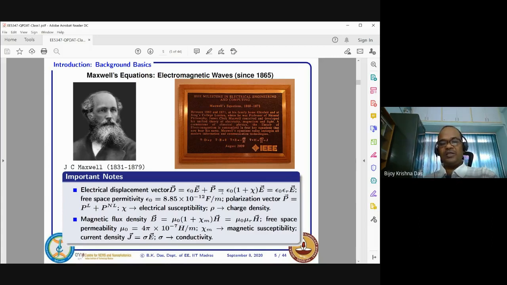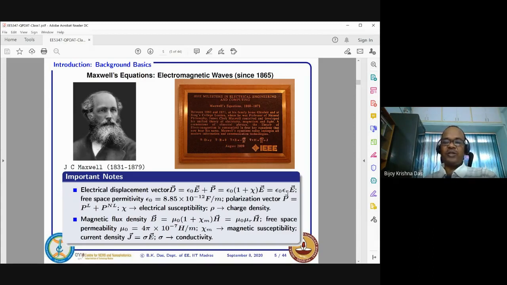Okay, and if you expand this P, you can express it as epsilon 0 chi times E, where chi is called the electrical susceptibility. So you take the epsilon 0 factor, then 1 plus chi, times the electric field. And this 1 plus chi, you express as epsilon r, the relative permittivity. So epsilon 0 and epsilon r together you can express as epsilon of the material medium.